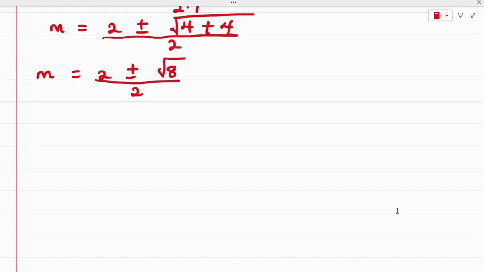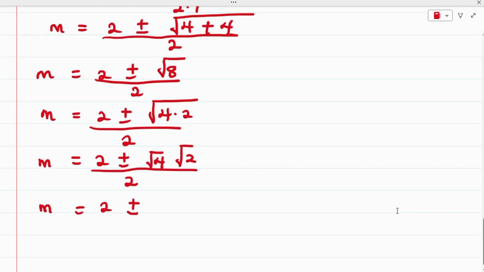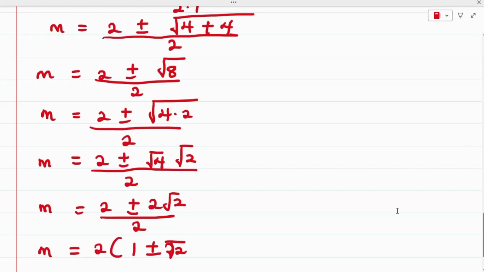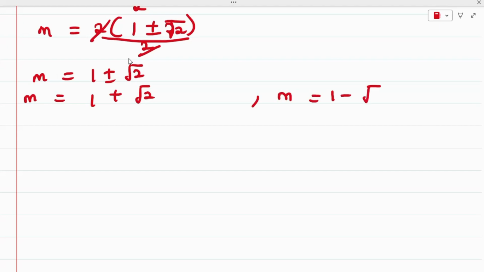So we have that m is equal to 2 plus or minus the square root of 4 plus 4 is 8, divided by what? 2. m is equal to 2 plus or minus the square root of 8, which can be expressed as 4 multiplied by 2, divided by 2, and m is equal to 2 plus or minus the square root of 4 multiplied by the square root of 2, divided by what? 2. m is equal to 2 plus or minus the square root of 4 is 2, root 2, divided by what? 2. So m is equal to, if you factor out 2, we have 1 plus or minus the root of 2, divided by what? 2. So we cancel this out, so we have m is equal to 1 plus or minus the root of 2. We have that m is equal to 1 plus the root of 2, and m is equal to 1 minus the root of what? 2.